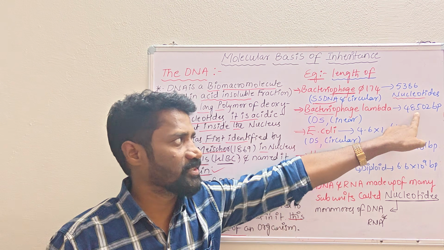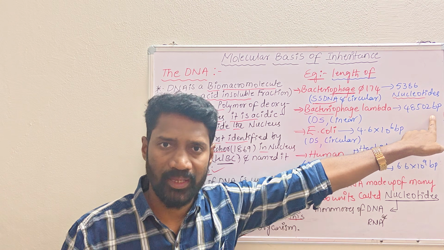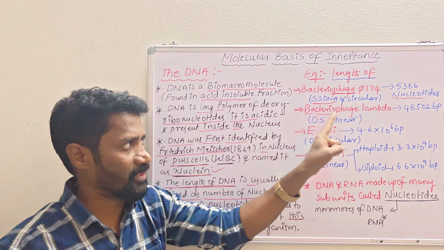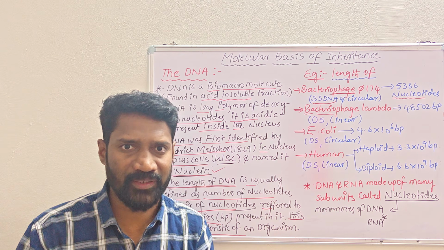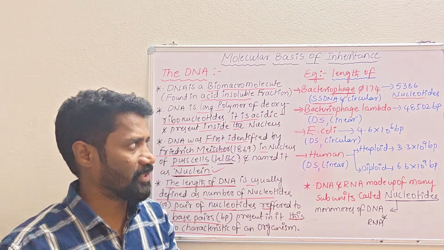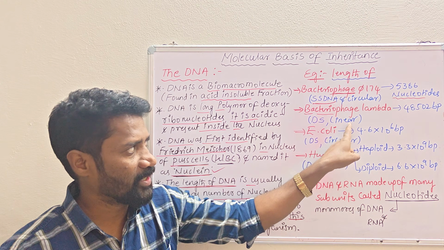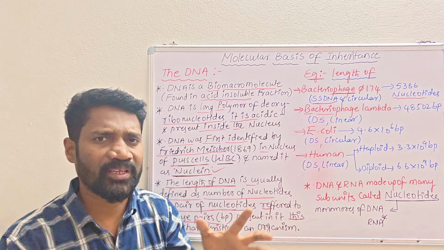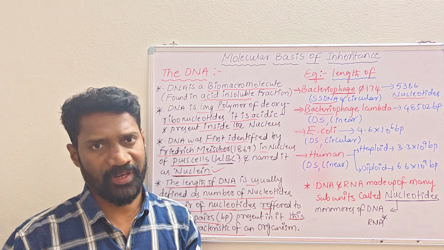48502 base pairs. This is the length of the DNA in these organisms. Here, observe that base pairs are given. That means the DNA should be double stranded. When base pairs are given, the DNA should be double stranded, and it is linear. Here circular DNA is present, but here linear DNA is present. These both are viruses, but the DNA structure is somewhat different, and the length of the DNA is also different.